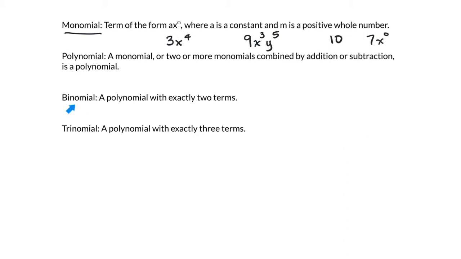Let's see. Binomial. So this is just a polynomial with exactly two terms. So that could be like 3x squared plus 2x. So that's a binomial. And then a trinomial is a polynomial with exactly three terms. So that's like 2x squared plus 5x minus 10. That's a trinomial. Alrighty, let's move on.